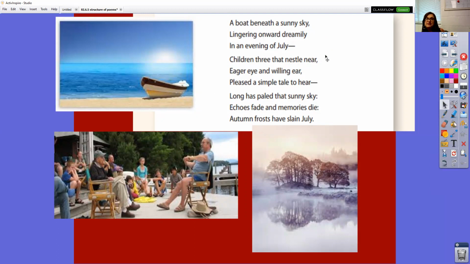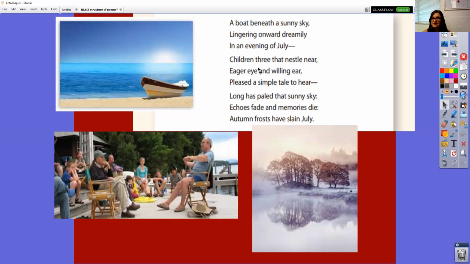A boat beneath a sunny sky, lingering on dreamily in an evening in July. Okay, so that gives you a time of peace. July, we think about the summer. There's a lot of freedom there. Not a lot's going on. It's just lazy days of carefree living. The next stanza might be symbolic of another period of life.